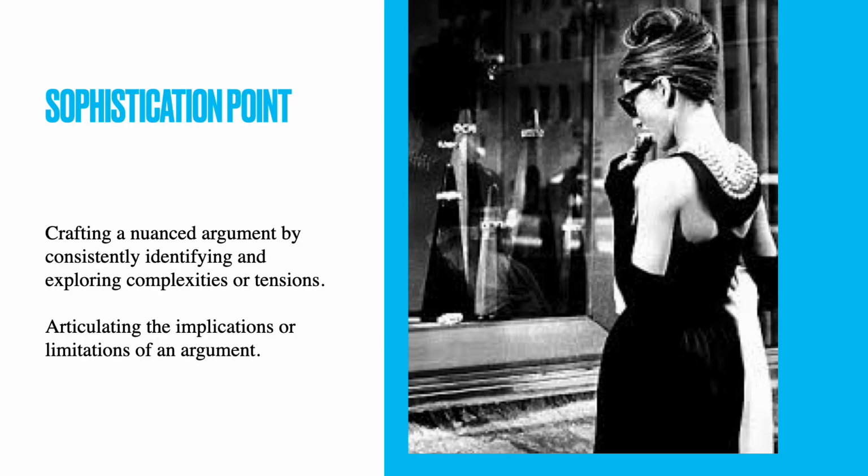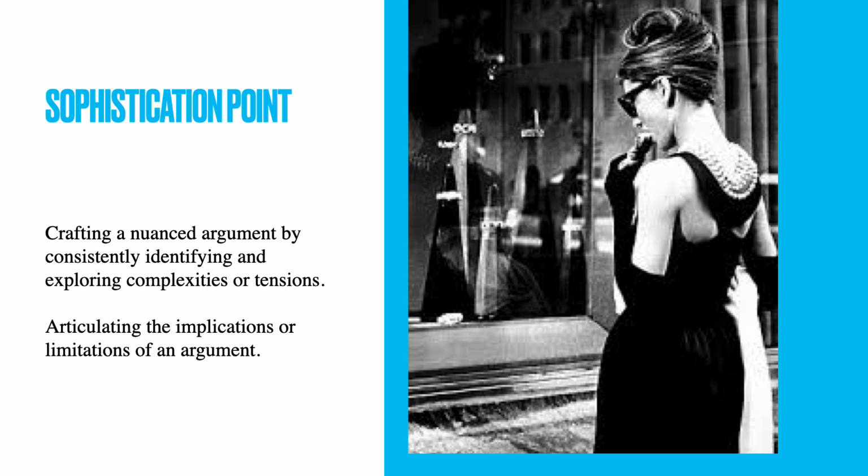So there are 3 or 4 ways, depending on which timed writing we're talking about, to get the sophistication point, but the following language is in all 3 of the rubrics for all 3 of the timed writings. You can get the sophistication point by crafting a nuanced argument, by consistently identifying and exploring complexities or tensions, and you can get the sophistication point by articulating the implications or limitations of an argument. It's important to remember that you do not have to do all of the things in the sophistication rubric to get that sophistication point. You only need to do one of them.